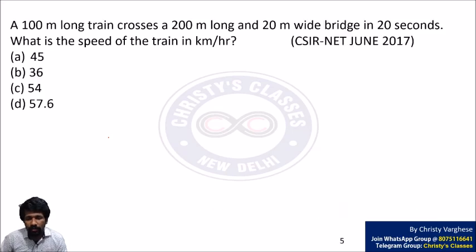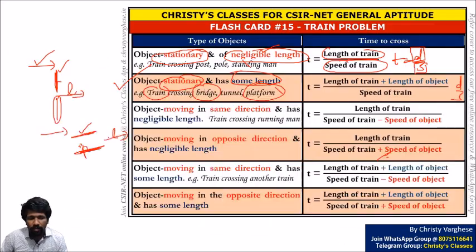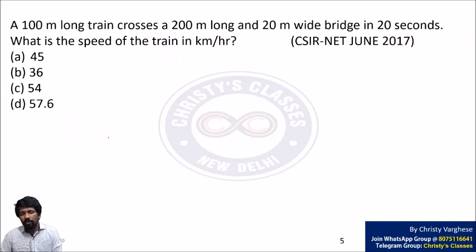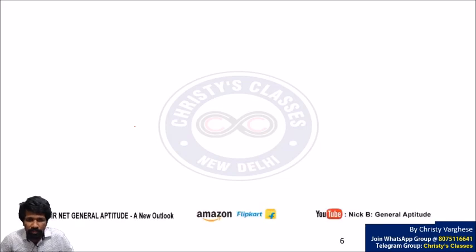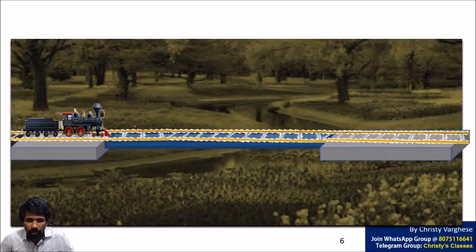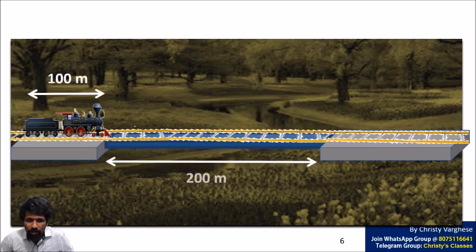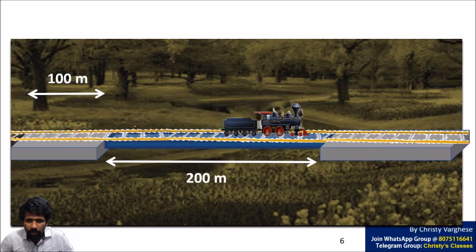June 2017 CSIR-NET question paper. This was there. All of you make an attempt. A 100-meter long train crosses a 200-meter long bridge in 20 seconds. That means you can denote the scenario like this. A train is trying to cross the bridge. So the length of the train is 100. Crossing means the total length of the bridge, 200 meters, should be crossed.